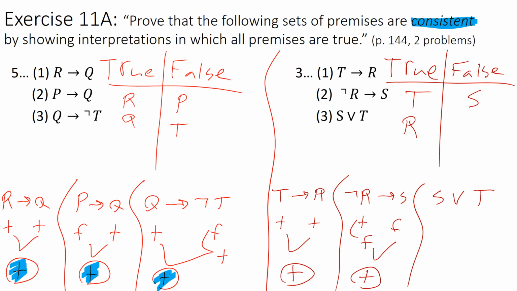And then the third premise, S we've already said is false, but T we've already said is true. And in disjunction, only one of the disjuncts has to be true, so it's a true disjunction. True premise, true premise, true premise. So these are consistent with each other.